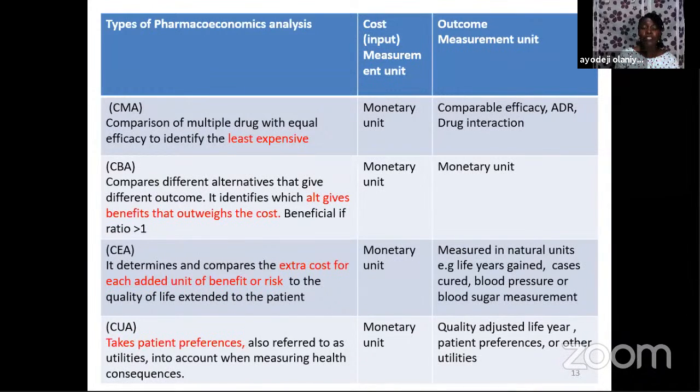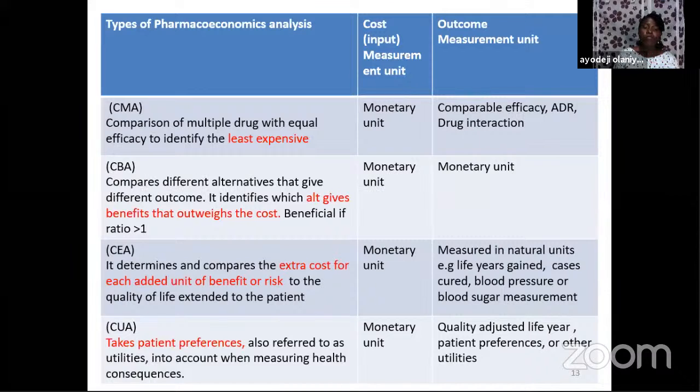Then thirdly, we have the CEA, as a cost effectiveness analysis. Here, the outcome is being measured in natural units. The blood pressure, blood sugar, cholesterol lowered, cases cured, life year gain. That's how the outcome is being measured. So it determines and compares the extra cost for each added unit of benefit. For each added unit of benefit, for each milligram per DL of blood sugar reduction, the extra cost that alternative gives.